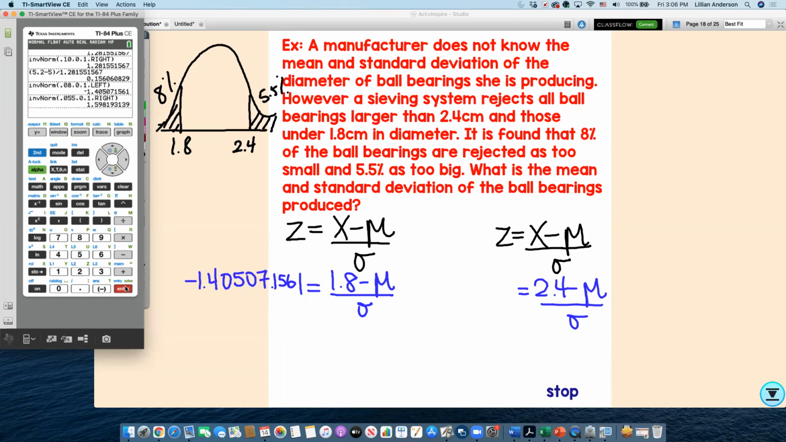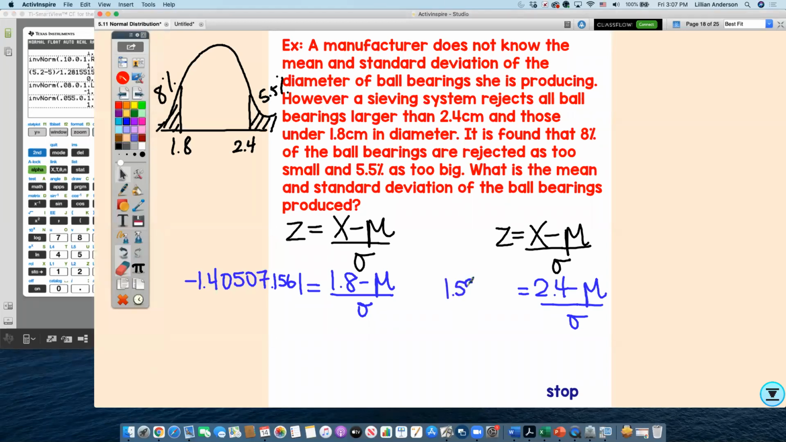Now, Howard, did you use the other one and then kept the mean 0 and standard deviation 1? Did you get that value? Okay. So that's 1.59. So you have two different equations with two different variables. You're going to use a system of equations to find your mean and standard deviation.